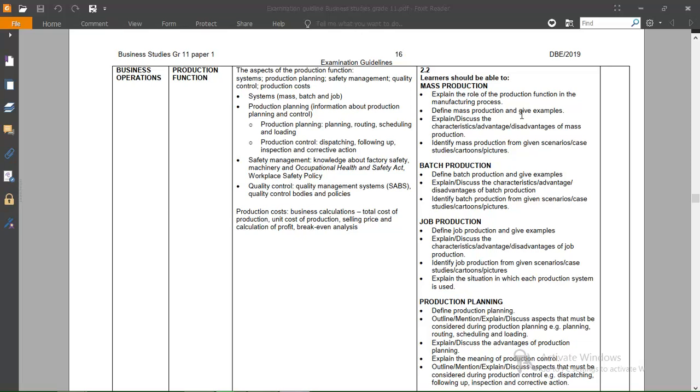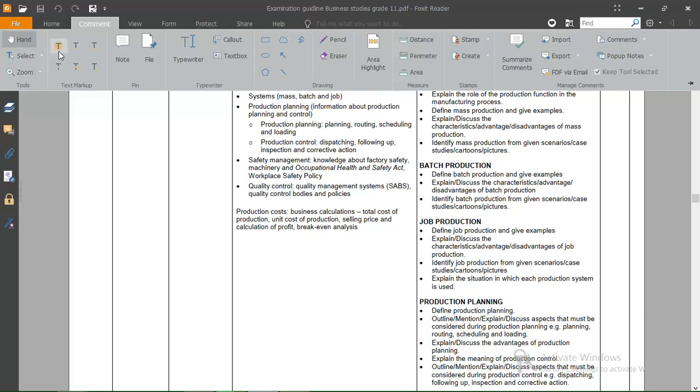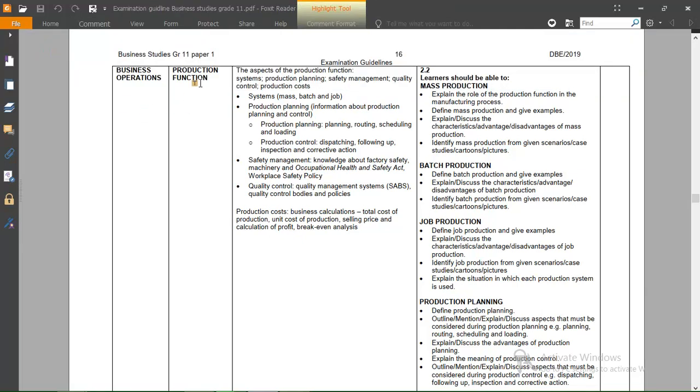I'm Mr. Jonas. Right guys, previously, if you still remember, we are still continuing with our topic, production function, which is part of our business operations. Previously we spoke about systems, the different production systems that we have, and also production planning, the different planning that we have. We spoke about planning, routing, and also aspects for production control.